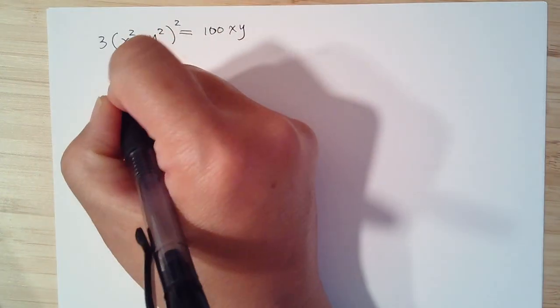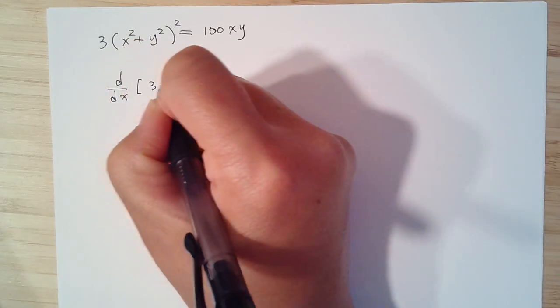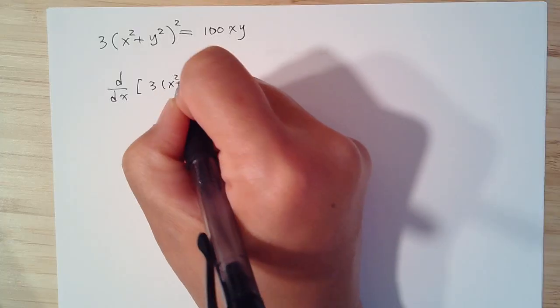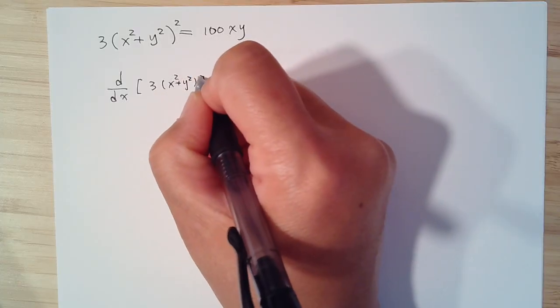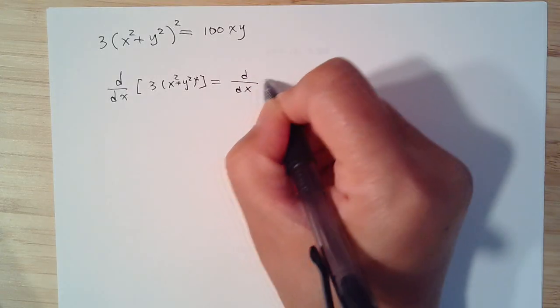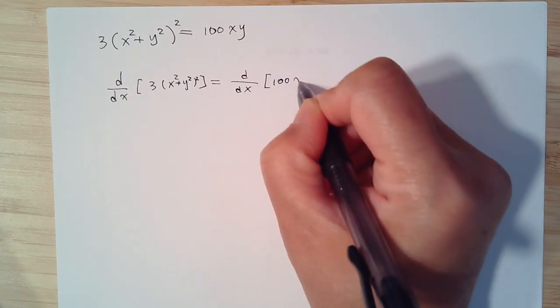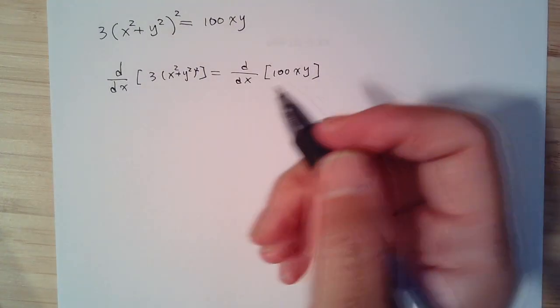Scary, isn't it? Okay, we're going to take the derivative with respect to x. So square y squared, equals d/dx of 100xy. All right, now it is complicated, but we can still do that, right?